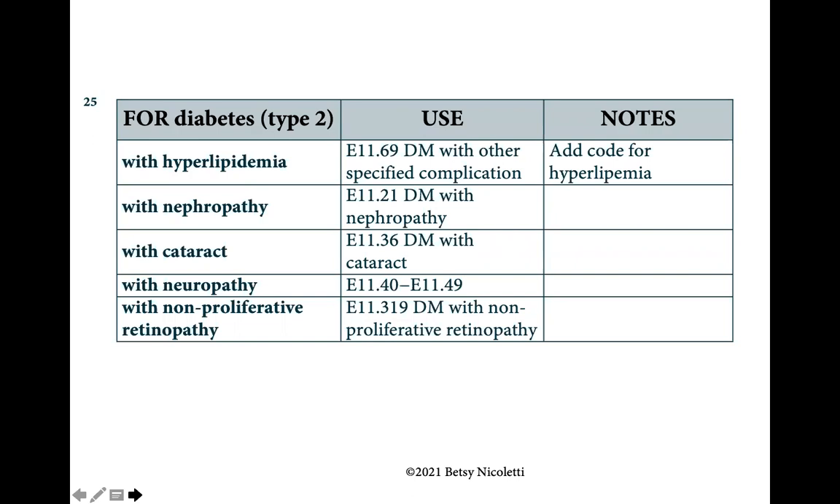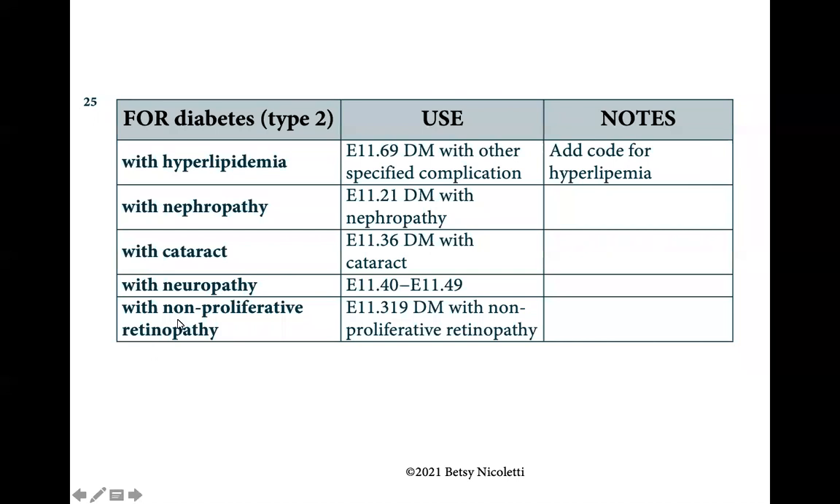For diabetes with hyperlipidemia, we can use E11.69. Oh boy, I know that's going to be hard to find. Who's going to search "diabetes with other specified complication", right? But hyperlipidemia does not risk adjust. So if you have a patient that doesn't have other diabetic complications, but they do have hyperlipidemia, this code triples the risk score.